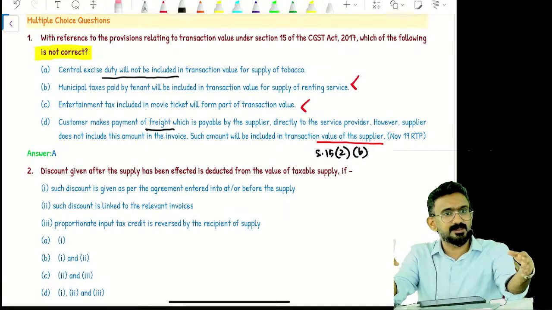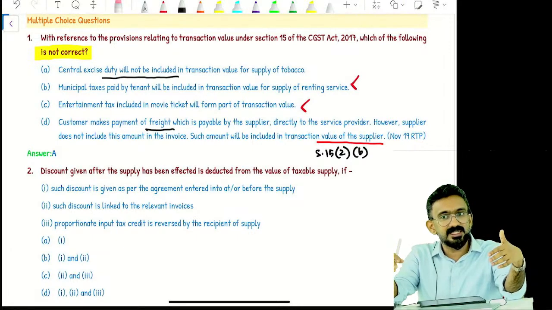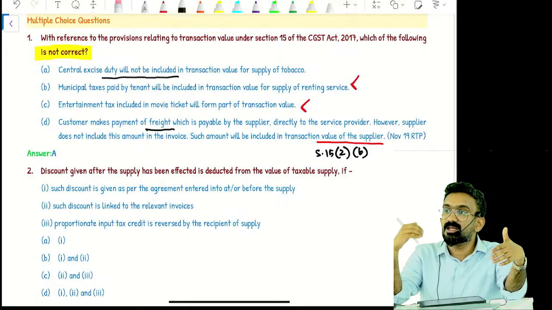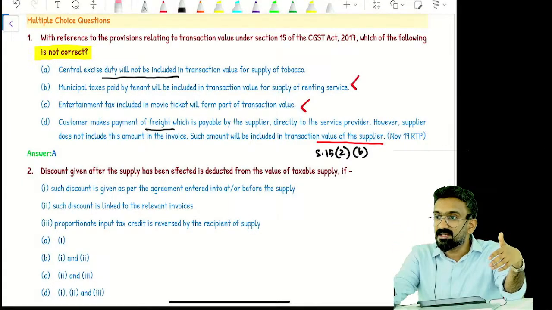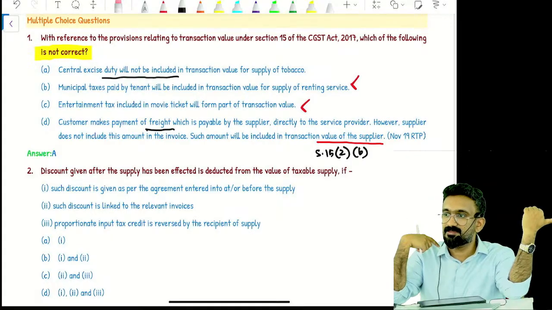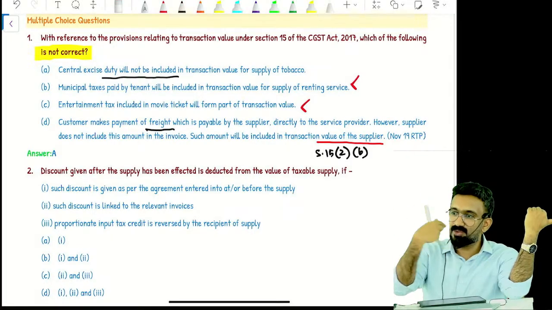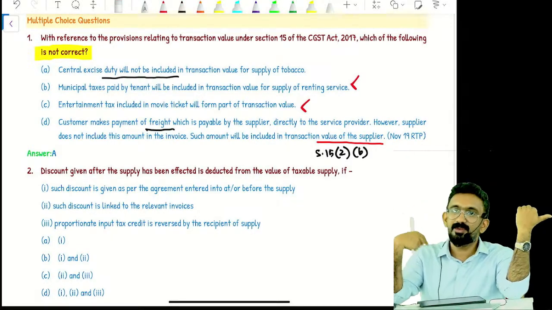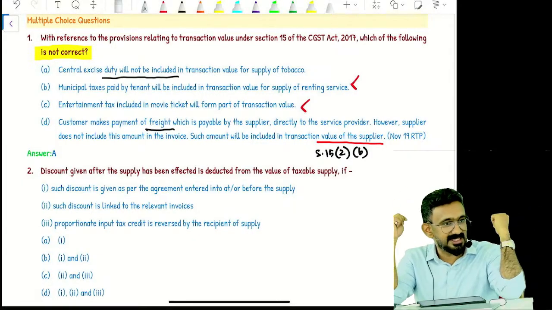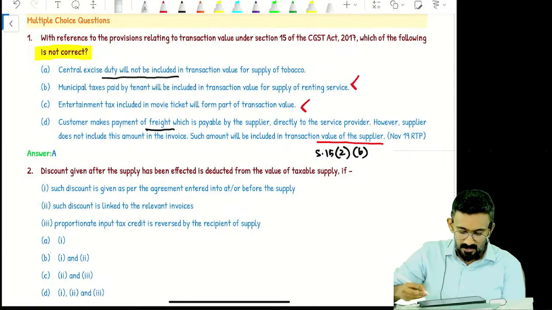All the incidental expenses will be considered under clause B when they are directly paid by the recipient to a third party. If the supplier is paying, then also it will be added to the value, but it will be added under 15(2), incidental expense. Understanding? So in this question, what's the answer?